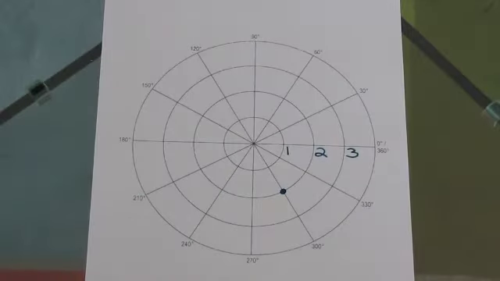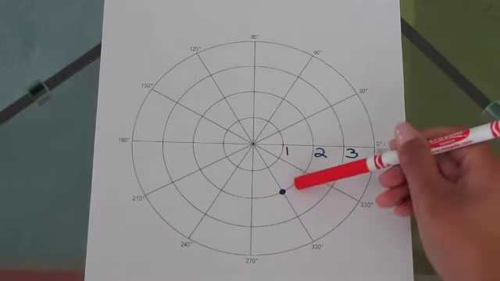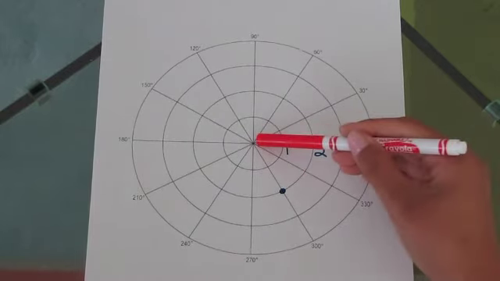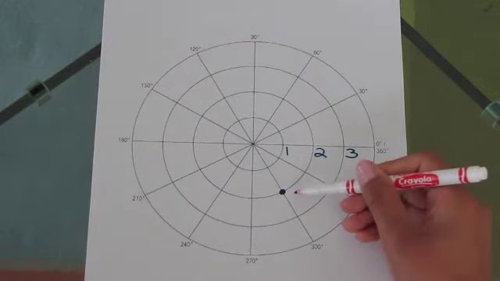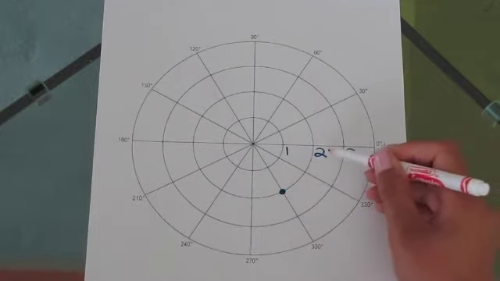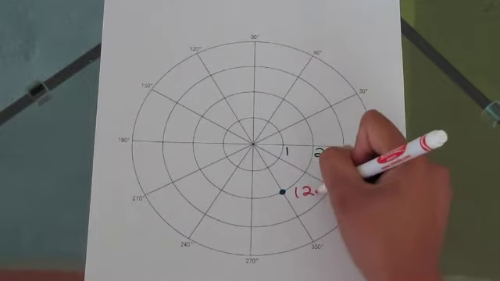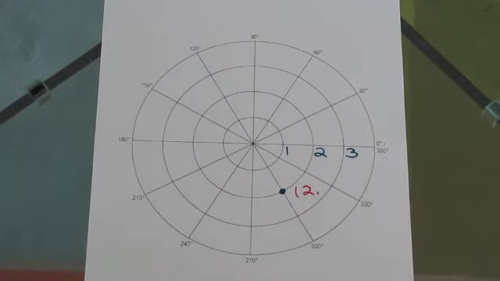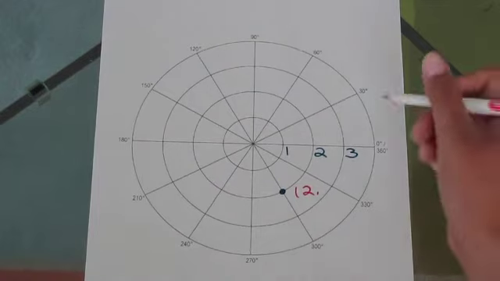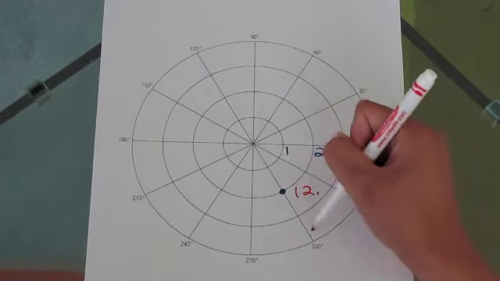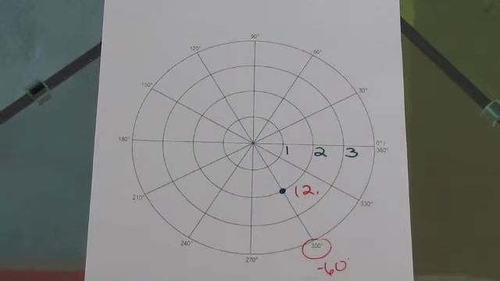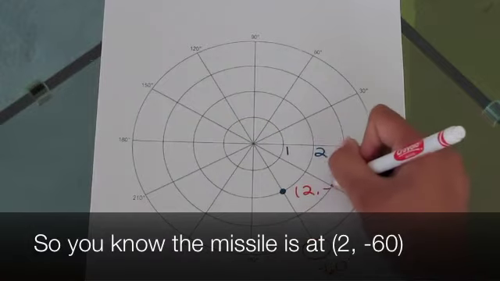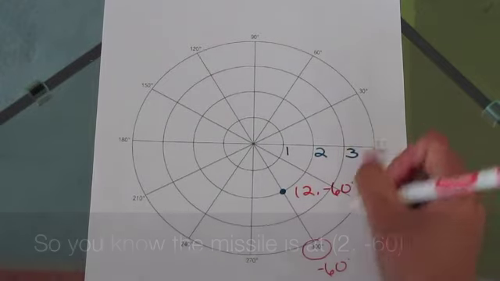For example, if the missile is over here, and you are at the center, try to find the missile before it hits you so you can avoid it. You know that the missile is located here. You first need to locate the ring where the missile is. It's on the second ring. Looking at the graph, we see that the missile is at negative 60 degrees. You know the missile is at negative 60 degrees.